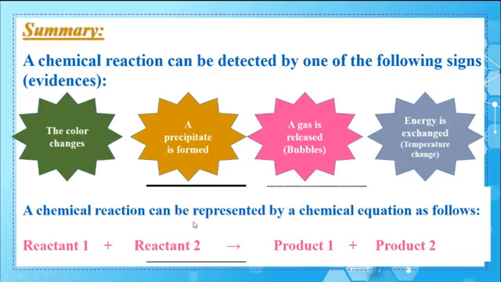And also, a chemical reaction can be represented by a chemical equation as follows, where I write the names of the reactant 1 and reactant 2, placing a plus between them that indicates "reacts with", then draw an arrow that stands for "to give" or "to produce". At the end, we write the names of the products and also draw a plus between the names of the products.